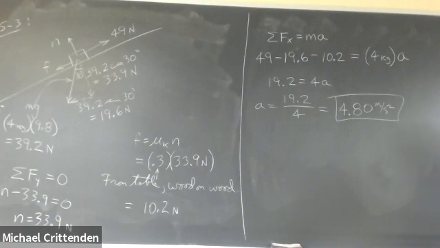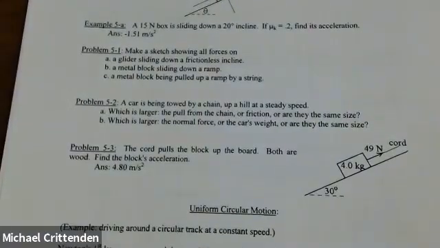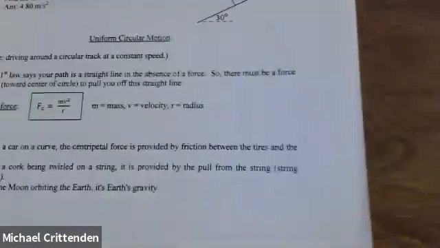And that's what F equals MA problems on an incline look like. Back to the note packet. Uniform circular motion, meaning something is going around in a circle at a constant speed.